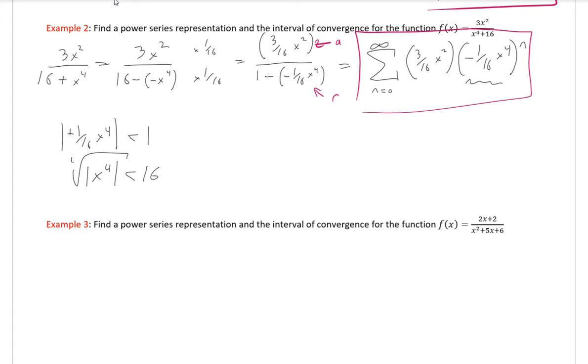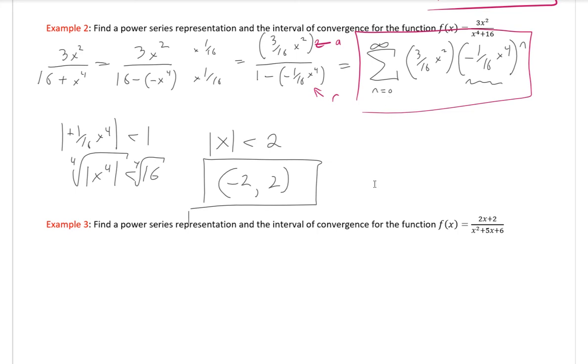And if we take the 4th root of each side, the absolute value means the inside is going to be positive, so we're perfectly fine to take a 4th root. We have that |x| is less than the 4th root of 16, which is 2. So therefore, we have an interval of convergence from negative 2 to 2. So we're all done.